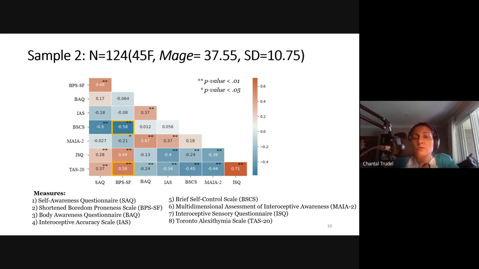Again, if you are experiencing boredom more frequently and more intensely than most, it's also associated with difficulty labeling your emotions. And circled in green here, the correlation between boredom proneness and the self-awareness questionnaire: the more boredom prone you are, the more attention you pay to your internal signals. And finally, the correlation between boredom proneness and the interoceptive sensory questionnaire, which shows that people who get bored easily and more often tend to be more confused about those interoceptive cues.